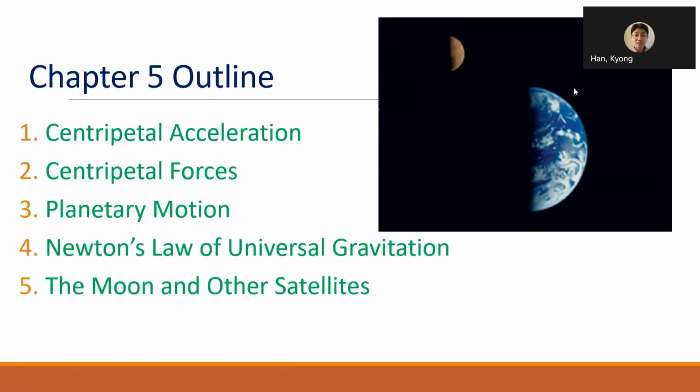Here's the outline: centripetal acceleration, centripetal forces, planetary motion, Newton's law of universal gravitation, the moon, and other satellites. Planetary motion is similar to circular motion. That's why we study planetary motion here.